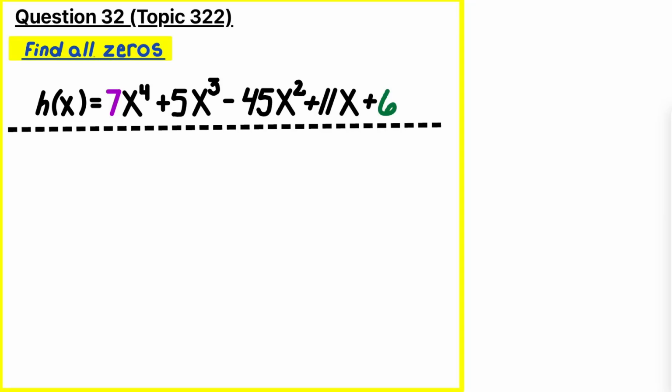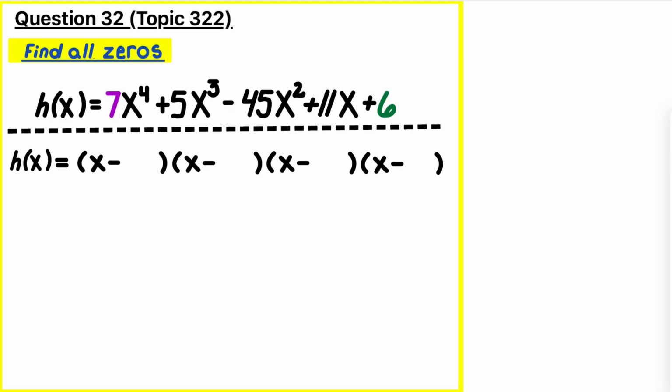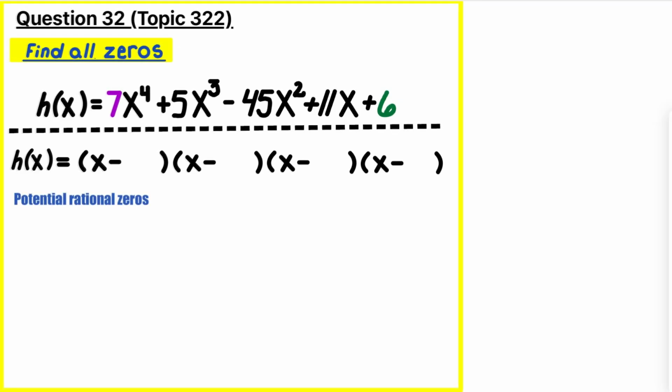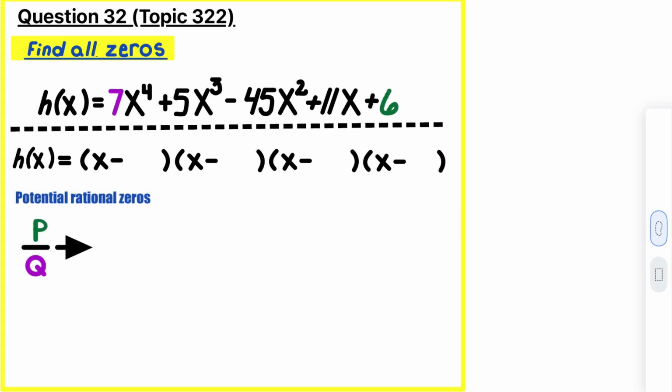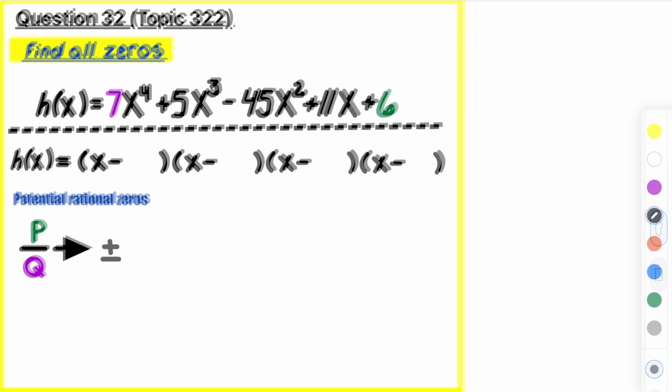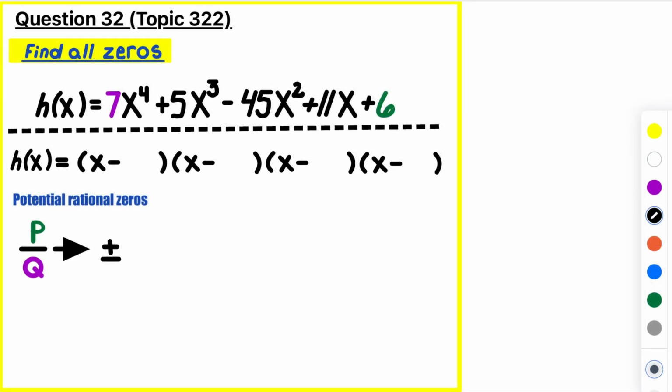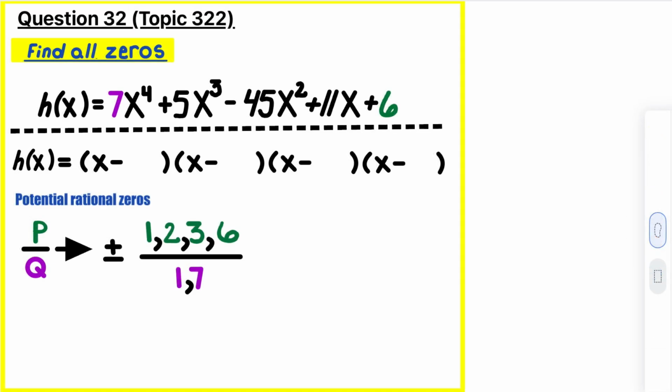Since this polynomial is degree 4, we are going to be able to find 4 zeros. Let's use the rational root theorem to find the potential rational zeros, creating fractions of p over q. A reminder is p comes from every factor of the number at the end, so all factors of 6, and q comes from all the factors of that leading coefficient, which is 7.